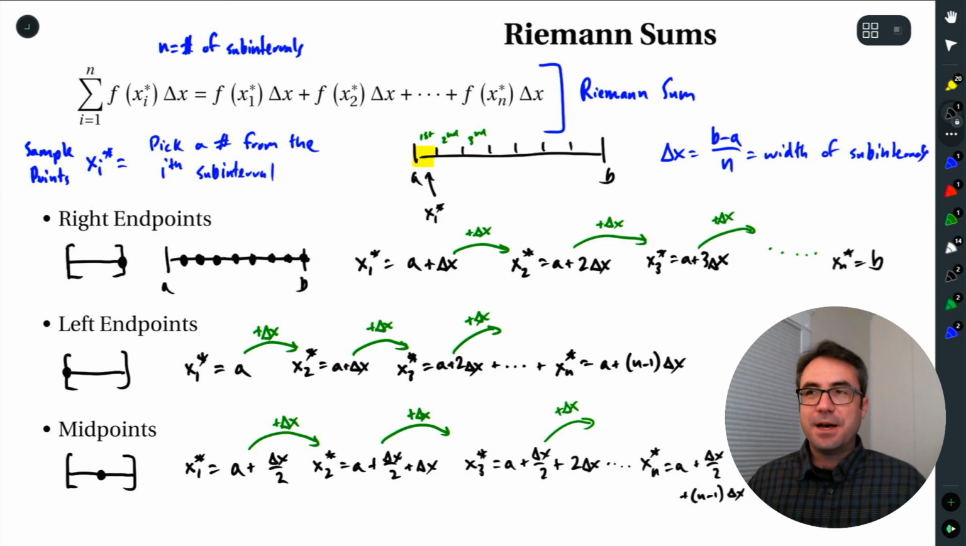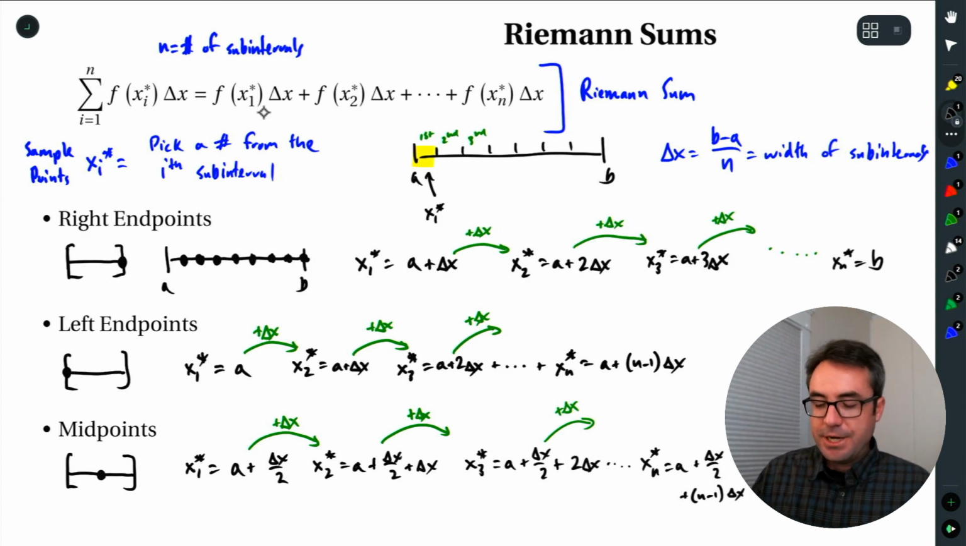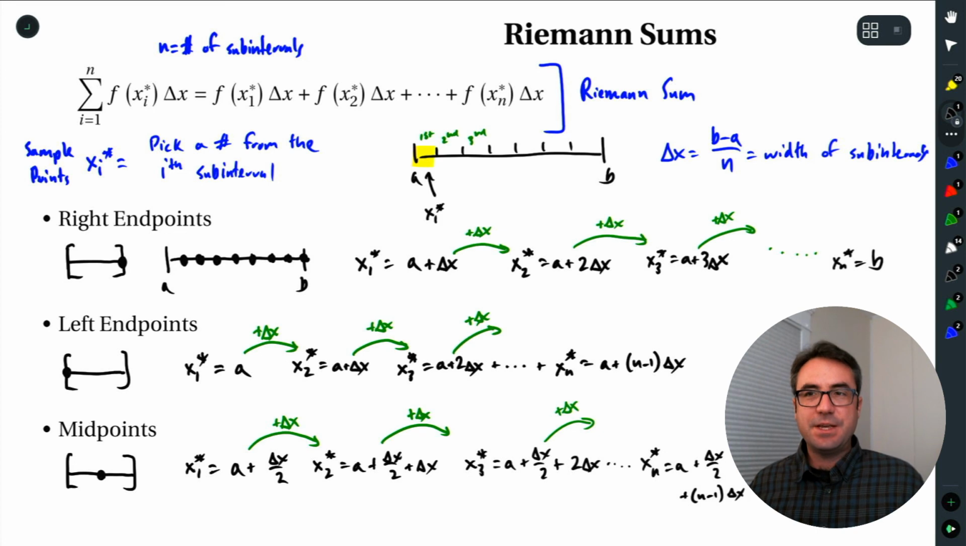All right, so a little bit of notation here, getting the notation for our Riemann sums set up. We're going to see why this becomes important in the next portion. So we'll see you there.